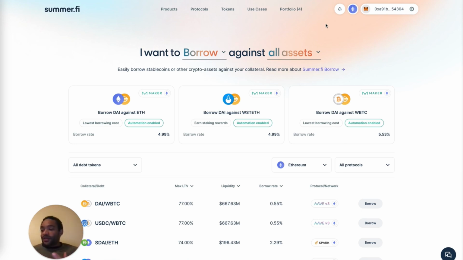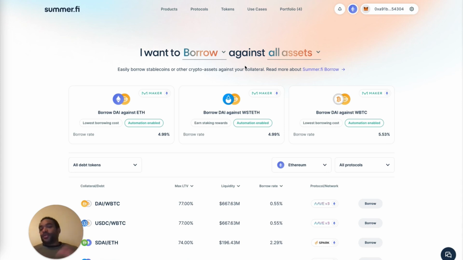And he found himself in a situation where it came down to, hey, am I going to sell this ETH, or am I going to find some other way to get some liquidity, some dollars, to do what I need to do for the next little while, and then pay back the loan later? And that's exactly what Borrow is for.